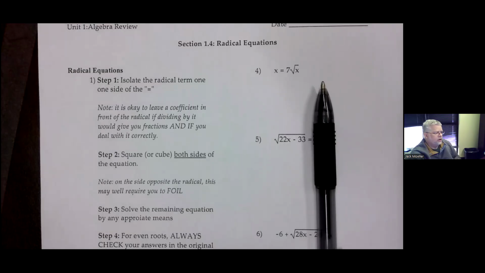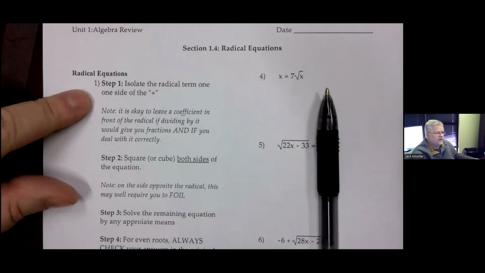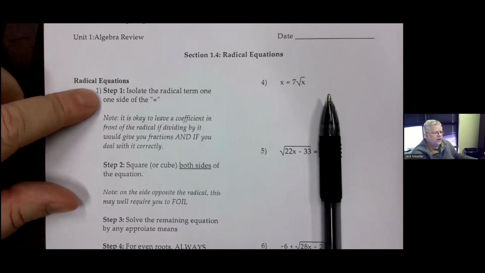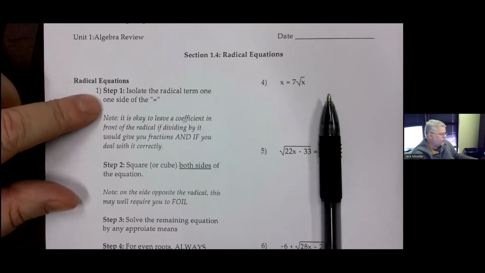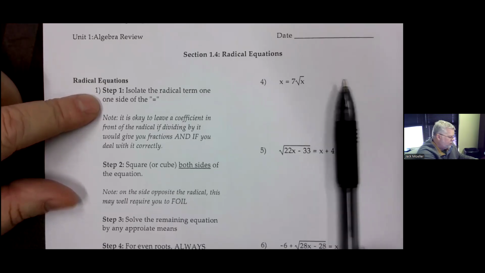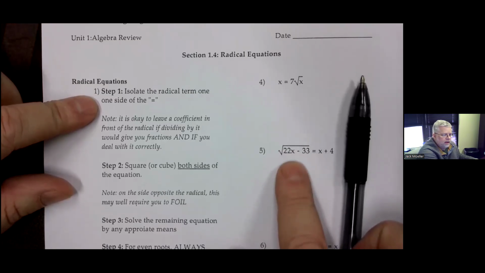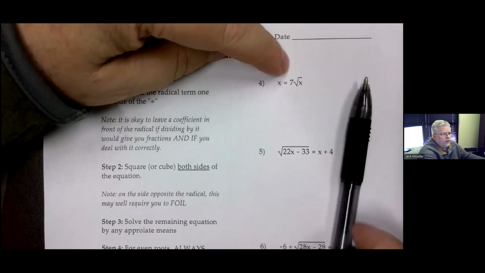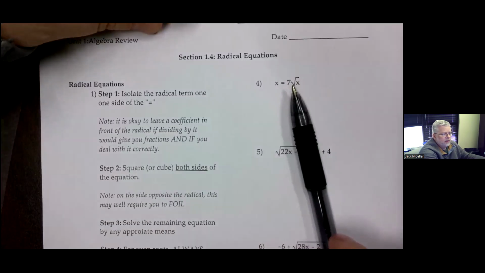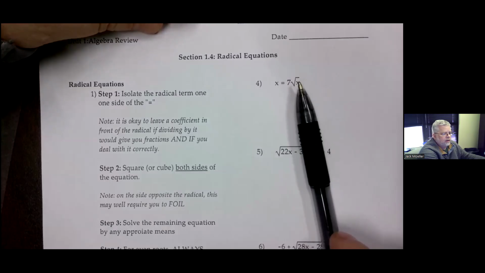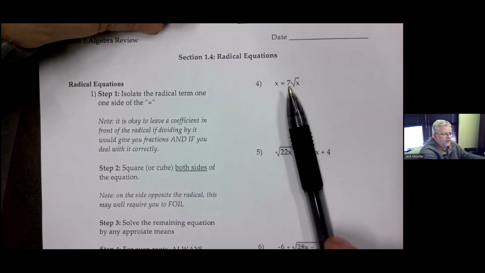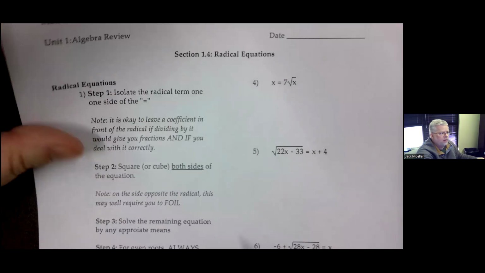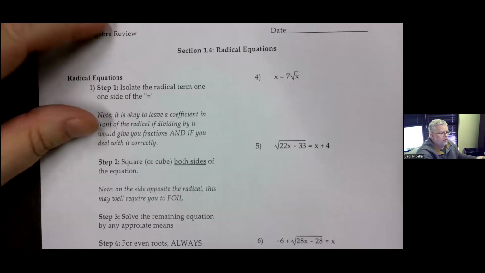Just like with the square root property, when you had to isolate your square term by itself, that's the first step in solving these radical equations: you have to isolate the radical term on one side. Like on number 5, that square root is isolated, so step 1 is done for number 5. Number 4, there's that 7 times the square root of x. To isolate that square root of x, the first thing you would do is divide both sides by 7. That's what I mean by isolating the radical on one side of the equal sign.